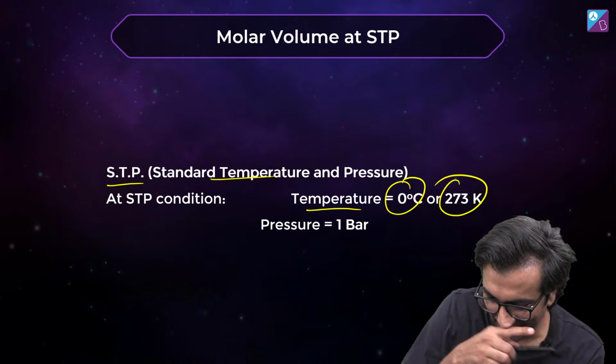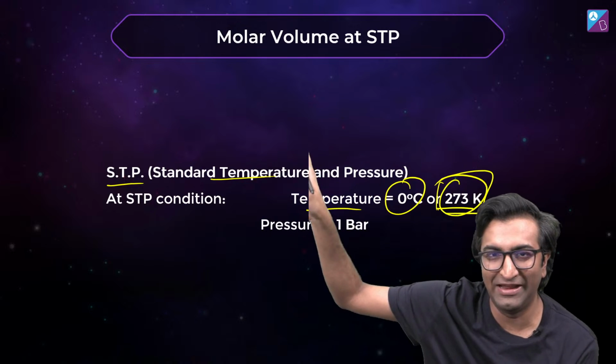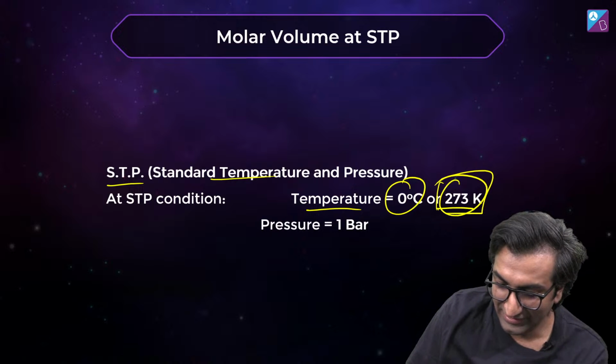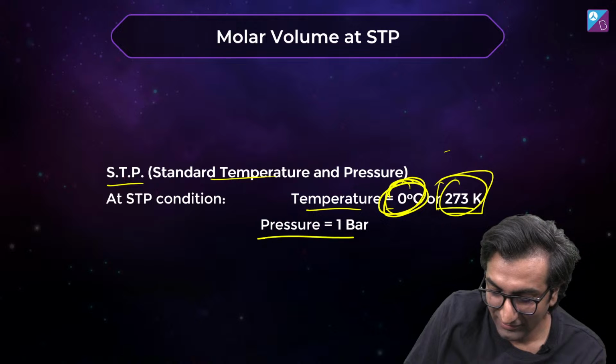There are 3 things here. STP is 0 degree Celsius, 273 Kelvin. I'll explain what STP is another time. ठीक है? Standard temperature and pressure. टेम्परेचर केल्विन क्या होता है वो मैं बाद में बताऊंगा. Take 0 degrees Celsius for now. The pressure is 1 bar.